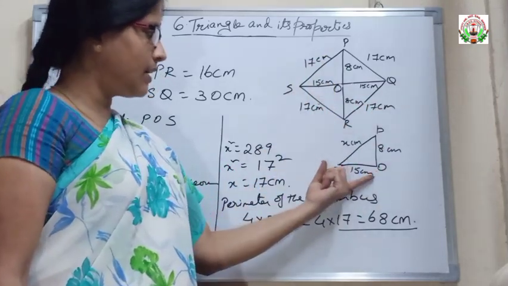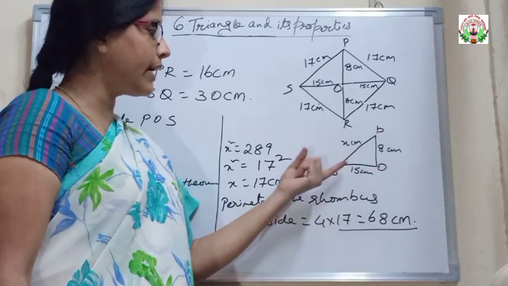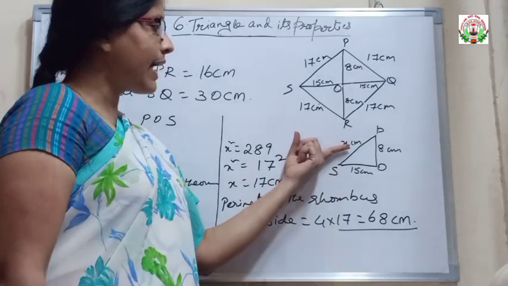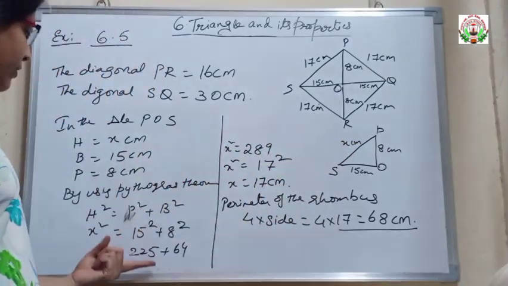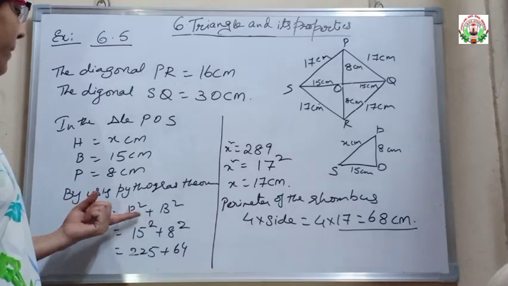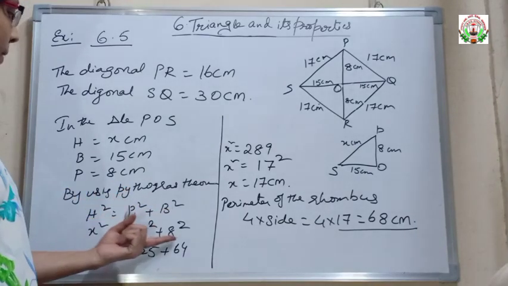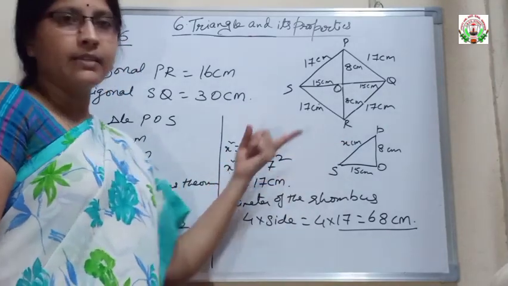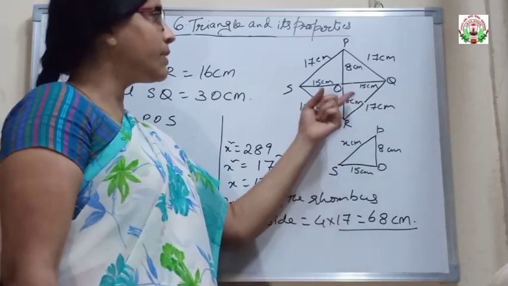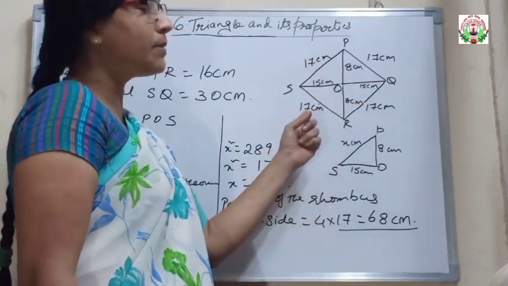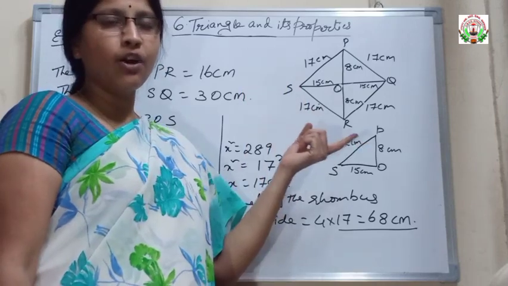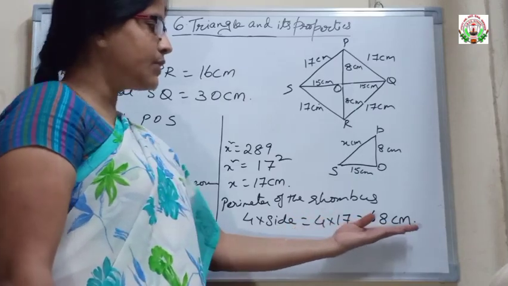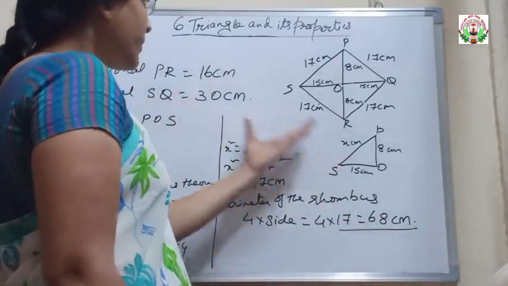So for that we have taken the first triangle, that is POS. Base is given as 15 centimeters, perpendicular is given as 8 centimeters, and we have to find the hypotenuse x. So using our Pythagoras theorem, hypotenuse square equals perpendicular square plus base square. So 15 square plus 8 square, we have got the hypotenuse x as 17 centimeters. And for a rhombus, all the four sides will be equal. So all the four sides will be 17 centimeters. And perimeter of a rhombus is 4 into side. So here 4 into 17, that is 68 centimeters. So this is your 8th question.